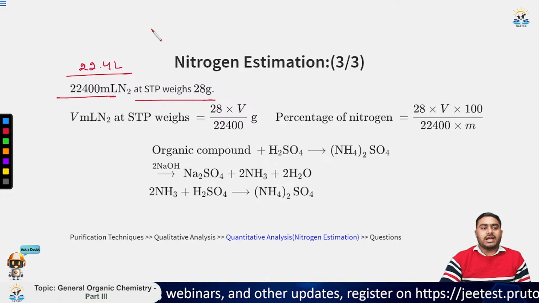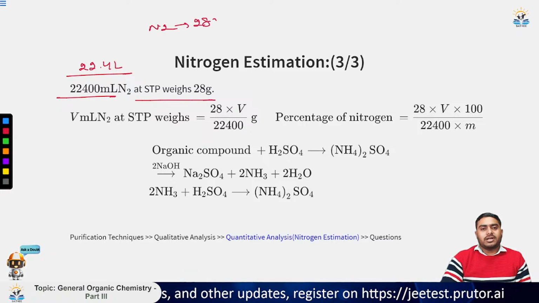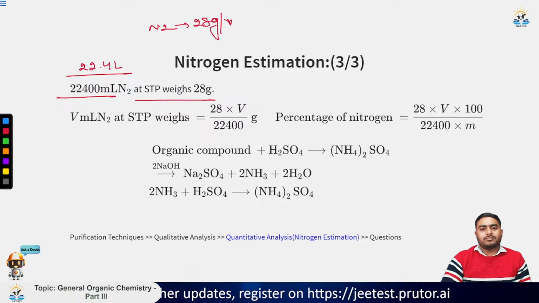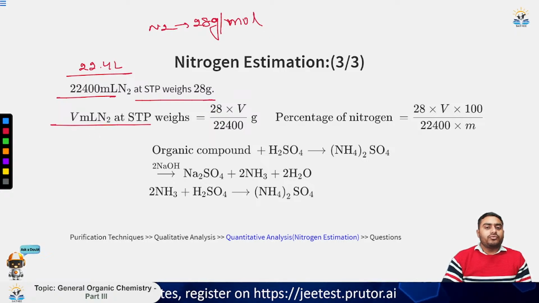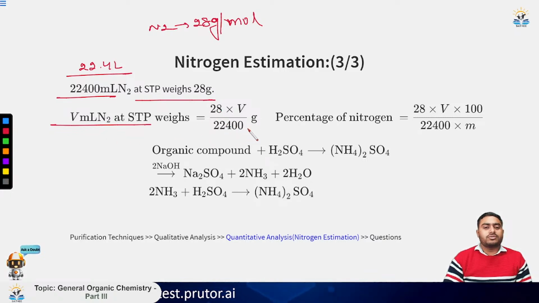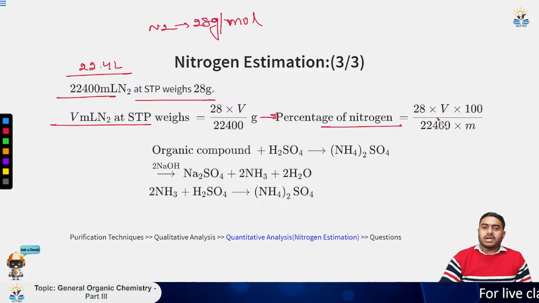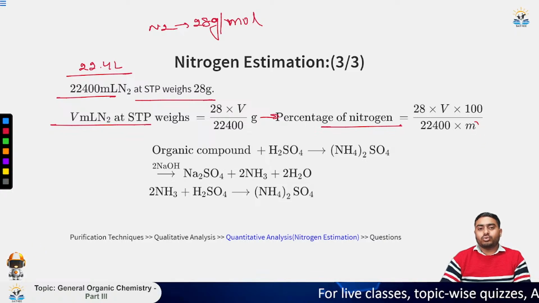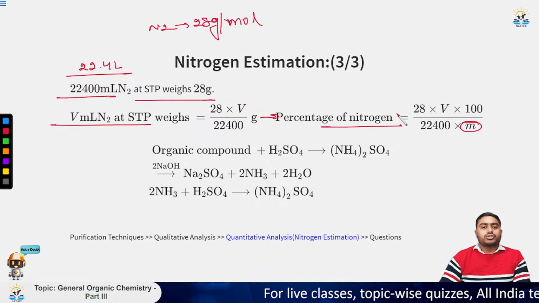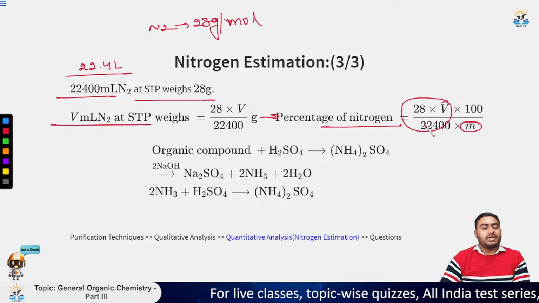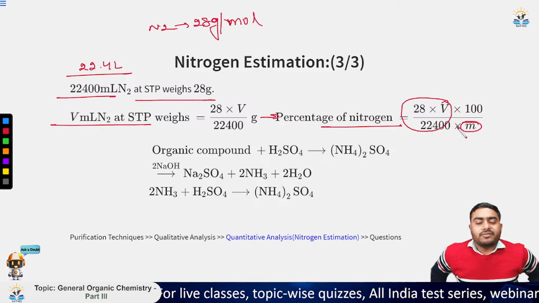That means it contains 28 gram N2, because N2 has 28 gram per mole, right? So 1 ml N2 contains 28 by 22,400, and V ml contains 28 by 22,400 into V gram. So you can calculate the percentage of nitrogen. That means how can you calculate? It will be 28 into V divided by 22,400 into m, that is the total mass. Given that is what we are calculating, divided by total, multiplied with 100.